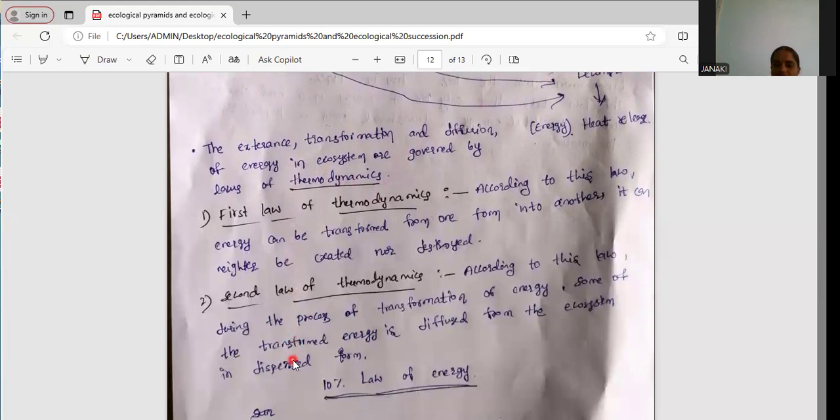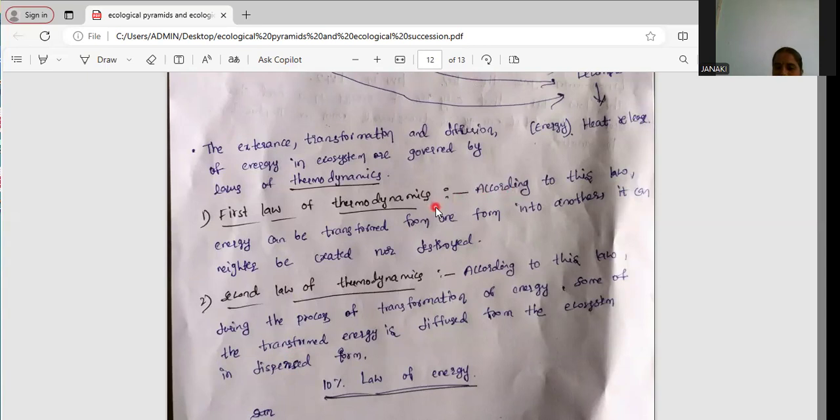Next, the transformation and diffusion of energy in ecosystem are governed by laws of thermodynamics. There are two laws. First law of thermodynamics. According to this law, energy can be transformed from one form into another. It can neither be created nor destroyed.